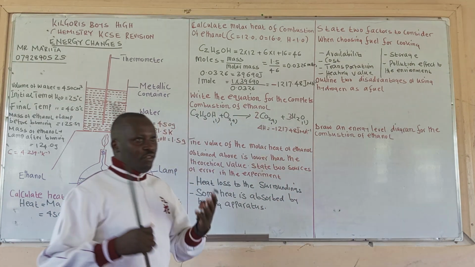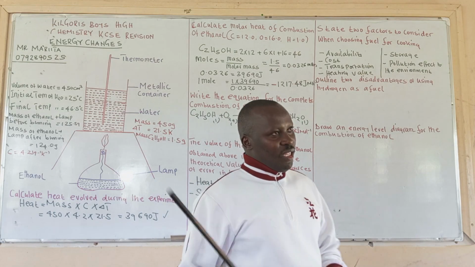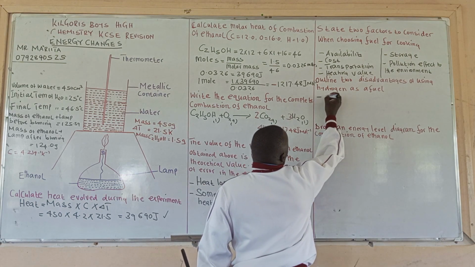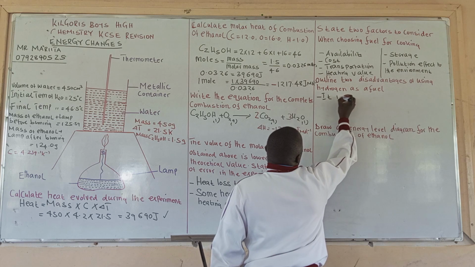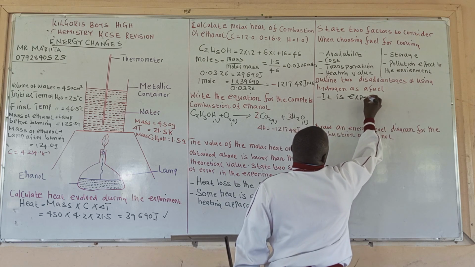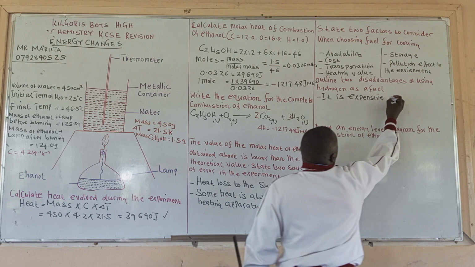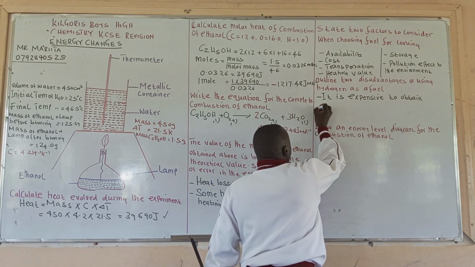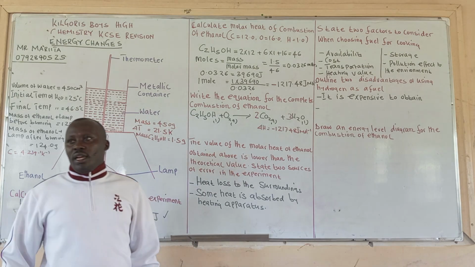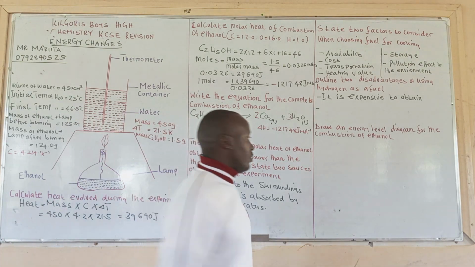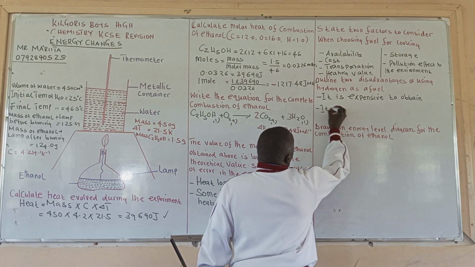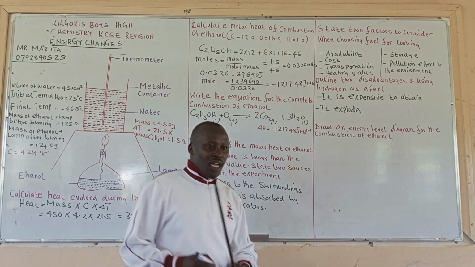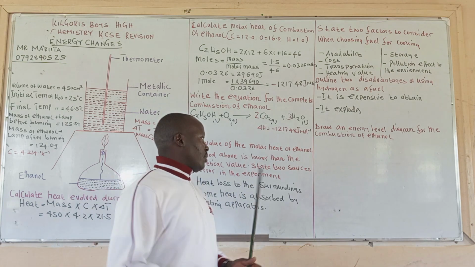Outline two disadvantages of using hydrogen as a fuel. One, hydrogen is expensive to obtain. So you just say here, it is expensive to obtain. That is one. Number two, the reaction of hydrogen and oxygen is very explosive. So you can say it explodes. It is explosive. That is, a mixture of hydrogen and oxygen is explosive.